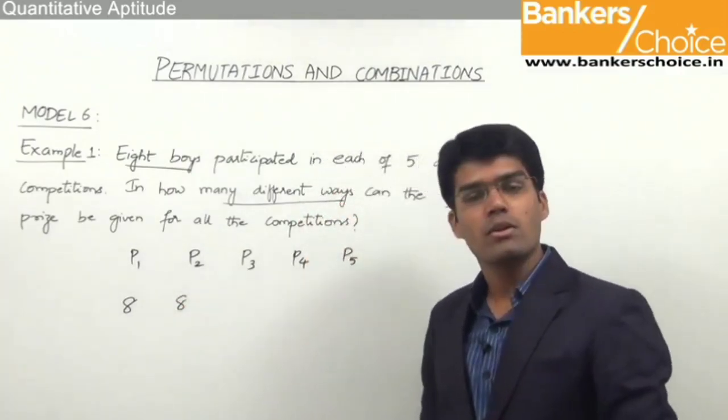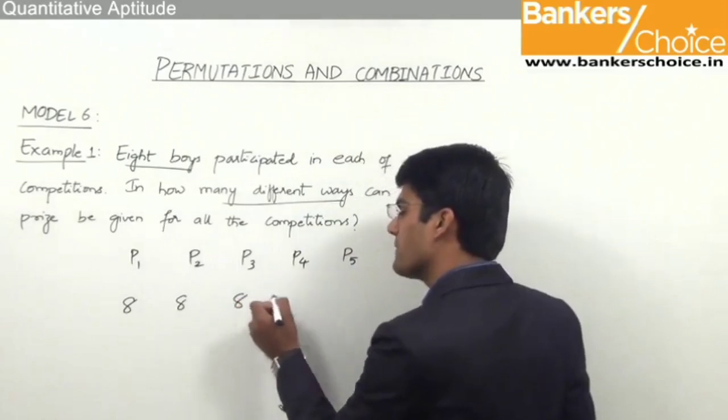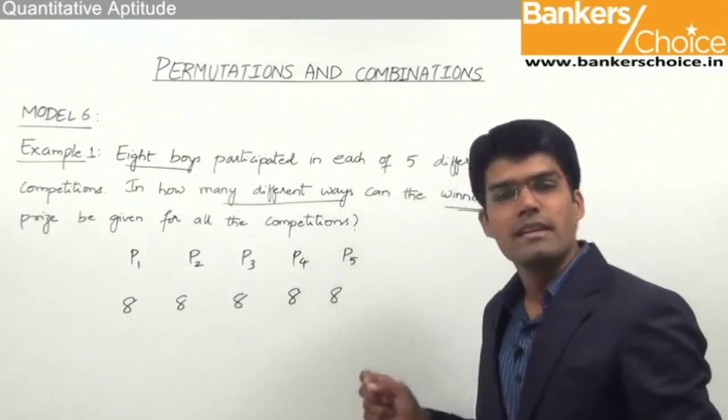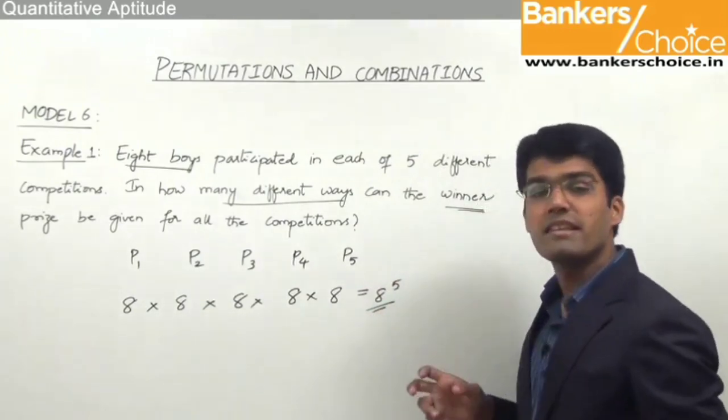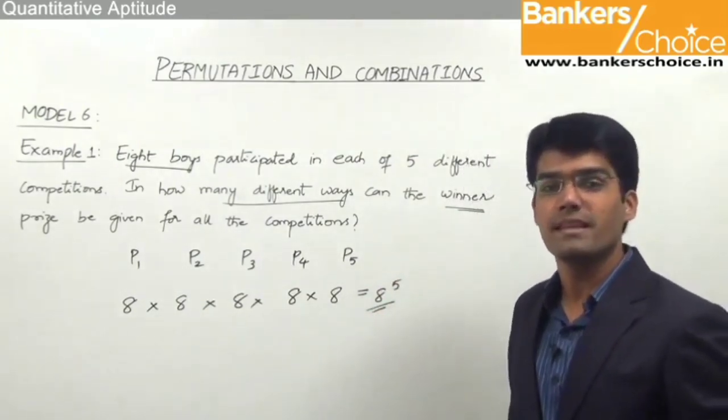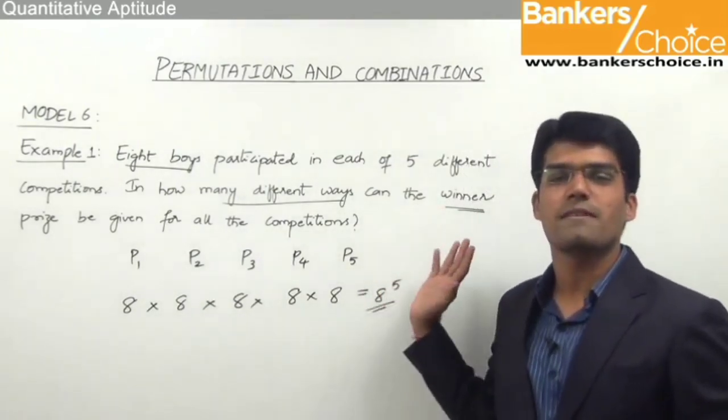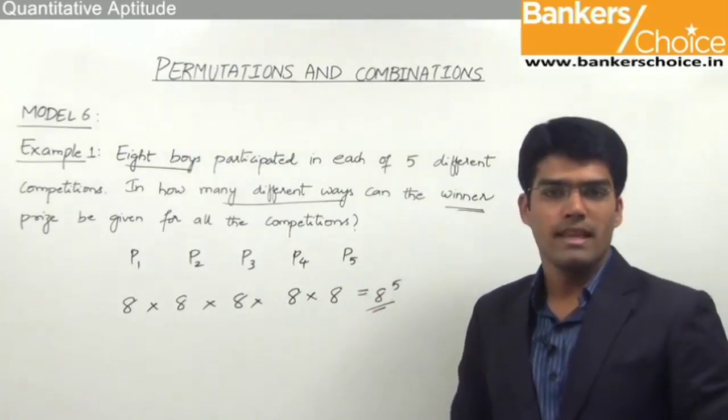Likewise, prize 3 also can be given in 8 ways. Prize 4 in 8 different ways and prize 5 in 8 different ways. So that comes out to be 8 to the power of 5. That means there are 8 to the power of 5 different ways in which the 5 prizes for these 5 competitions can be distributed among 8 boys.